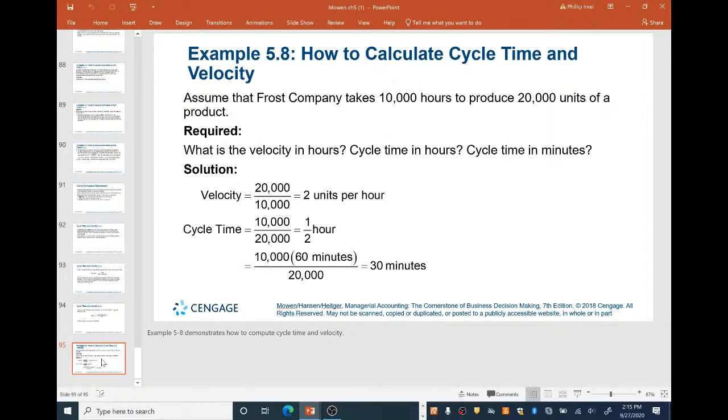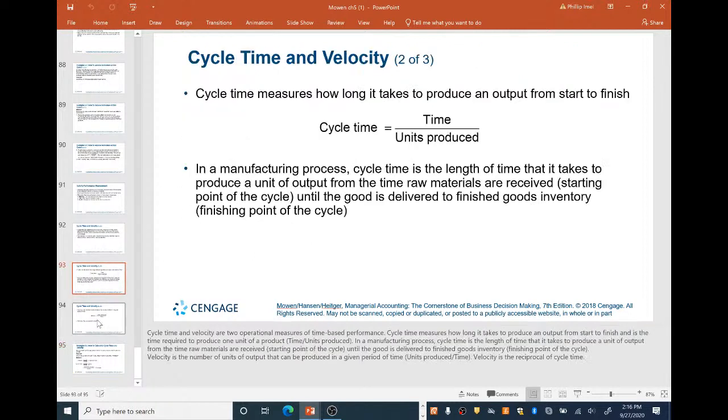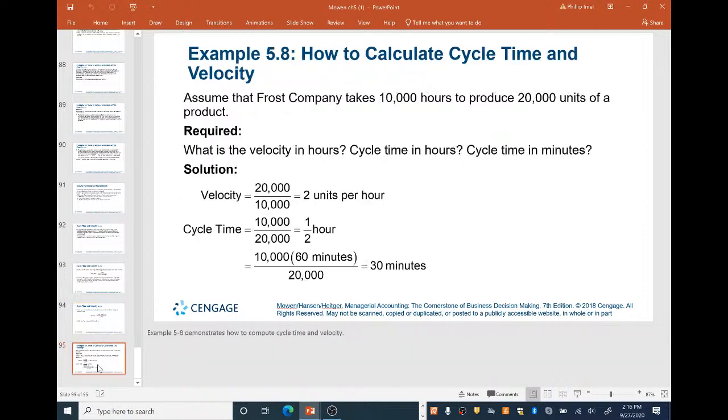Let's assume that Frost Company takes 10,000 hours to produce 20,000 units of a product. What is the velocity in hours? What is the cycle time in hours? And what is the cycle time in minutes? So we can use these formulas right here, once again, for cycle time and velocity to find what's required here.